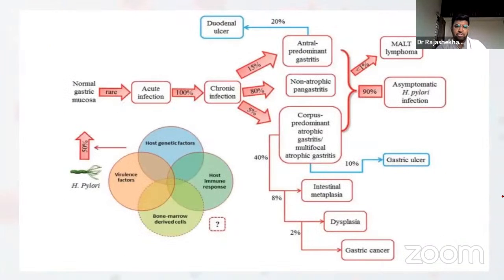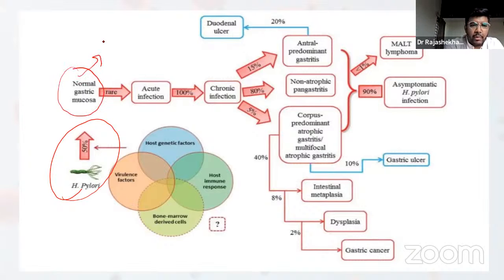So this is a picture showing the natural history of H. pylori in one slide. So 50% of the world population has been infected. After infection, all the patients who are infected have a microbiological gastritis. So all the patients who have been infected with H. pylori usually have a chronic gastritis.